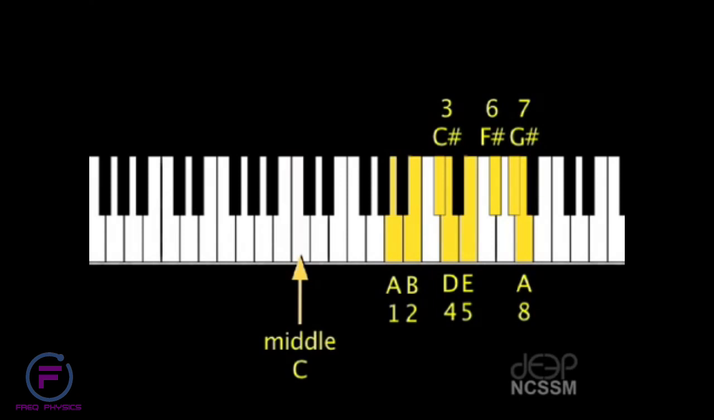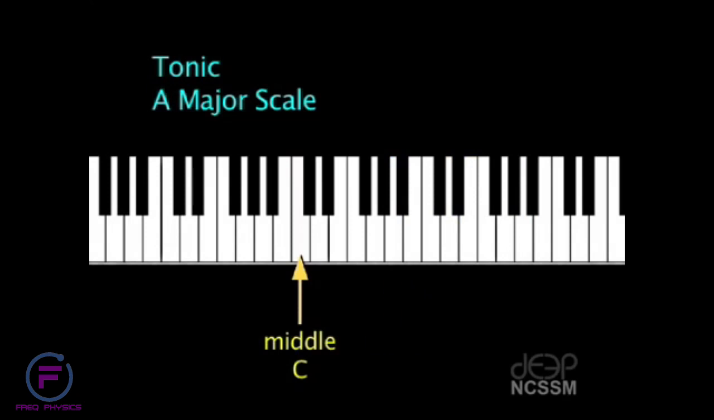Now, let's consider some of the important parts of a scale. Certainly, the 2 A's, number 1 and 8, are the most important notes of the scale. They are known as the tonic, and they bear the name of the scale, in this case, A major.